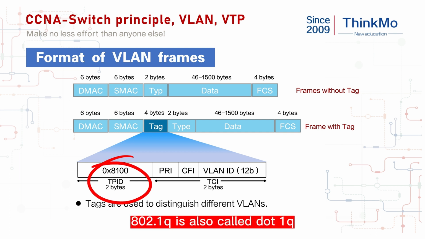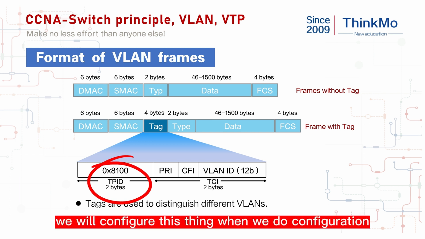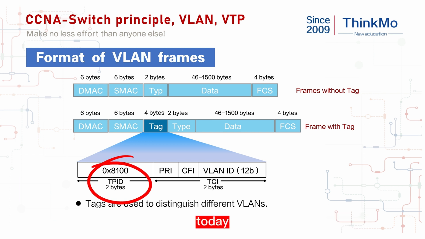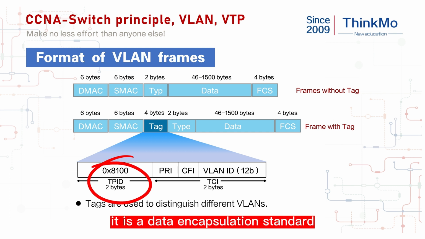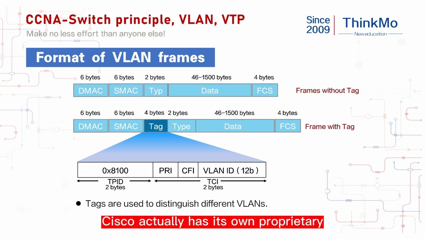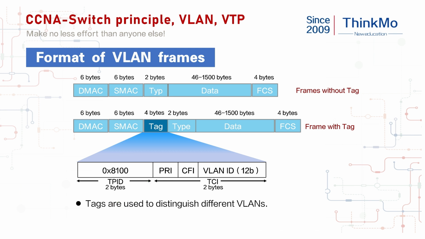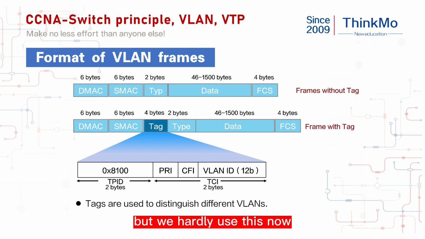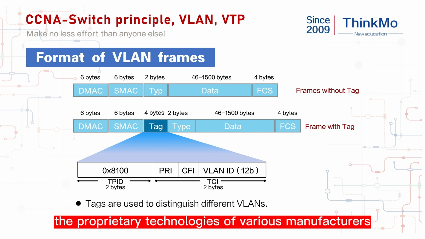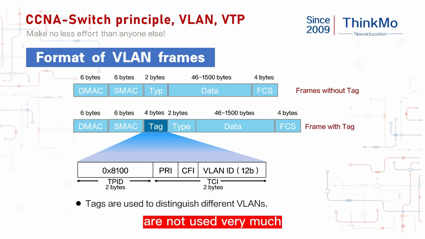802.1Q is also called dot1q. We will configure this when we do configuration today. It is a data encapsulation standard, a type of public tag. Cisco actually has its own proprietary one, called ISL, but we hardly use it now. In fact, the proprietary technologies of various manufacturers are not used very much. We now use the public standard. So it identifies what kind of tag type we use.